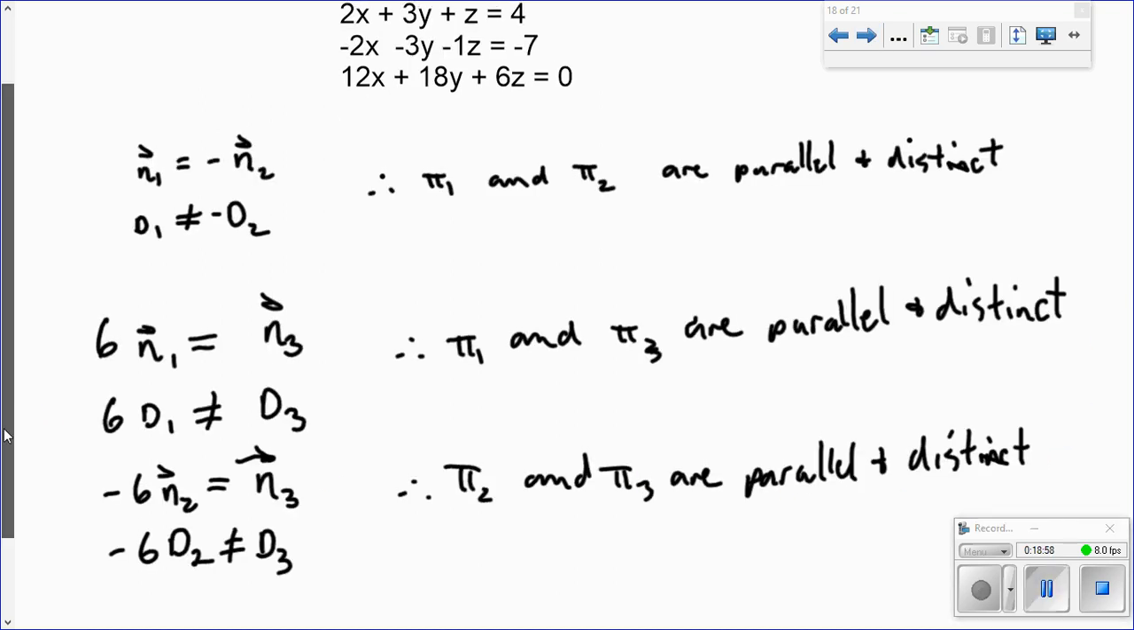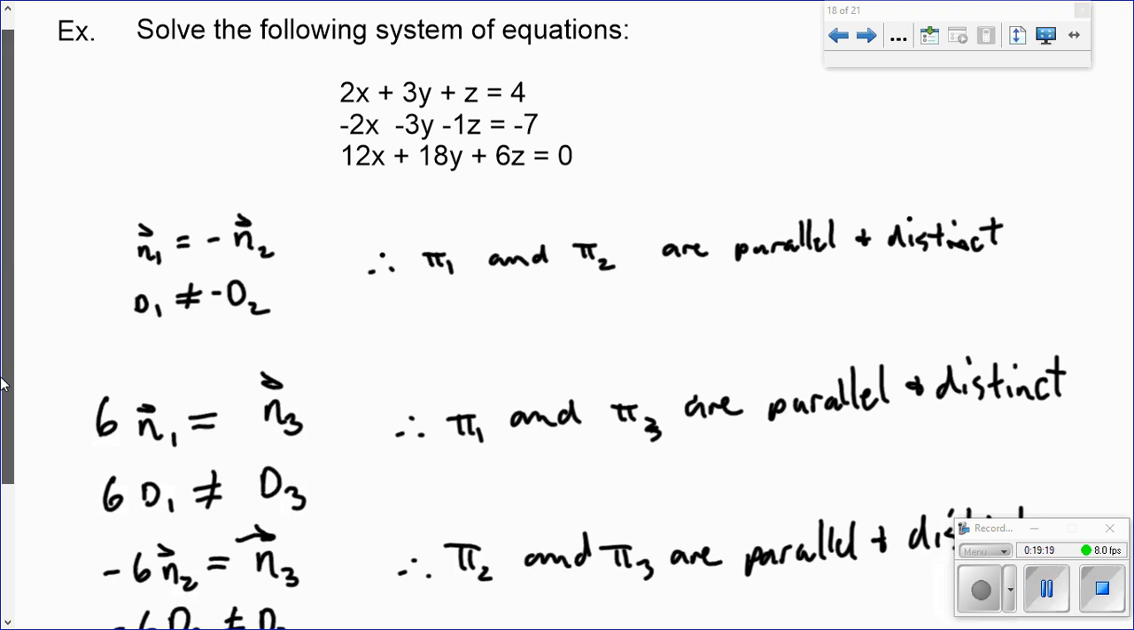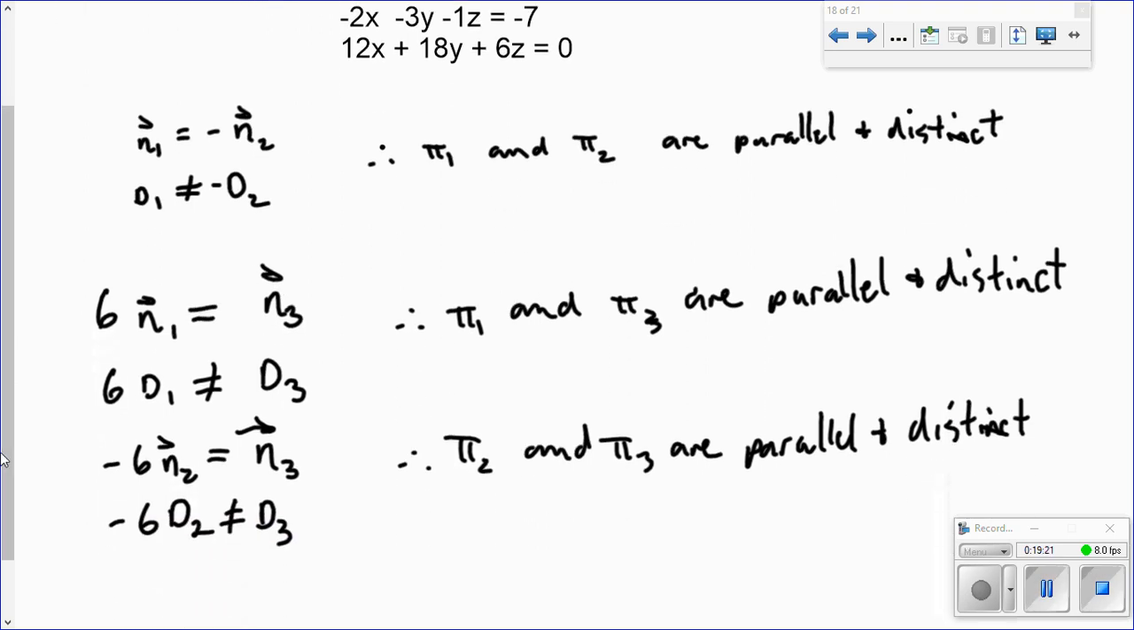I hadn't done this one, so I wanted to pause it and work through it, and I realized it wasn't that difficult. It wasn't quite obvious right off the bat, but I noticed that all three planes are parallel and distinct from one another. The work is there: n1 is equal to negative n2, but d1 does not equal negative d2, so 1 and 2 are parallel and distinct. 1 and 3 are also parallel and distinct. They're connected by a factor of 6, but that same factor doesn't hold for my constant d's.